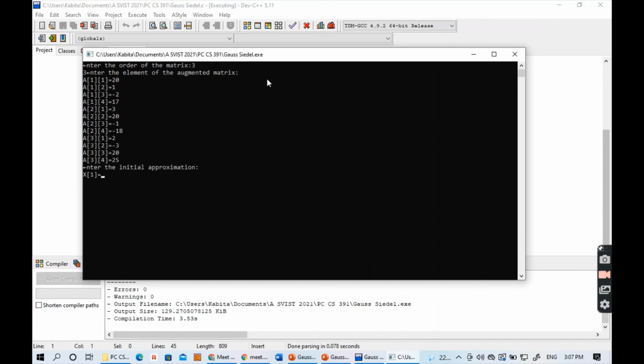Now let us enter the initial approximations. What I said to you: 0, 0, 0. Okay, so we got the output. X1 is 1, X2 is minus 1, X3 is 1. So hope all of you have understood. I have given one problem in the GC. Take that problem and do it yourself.